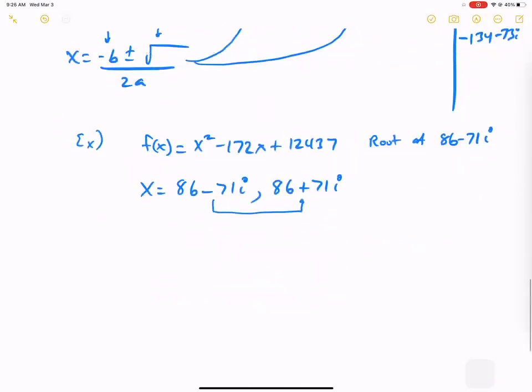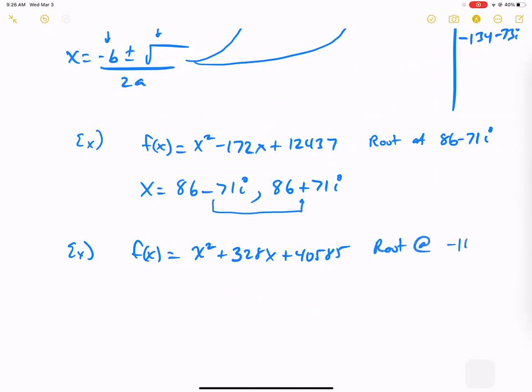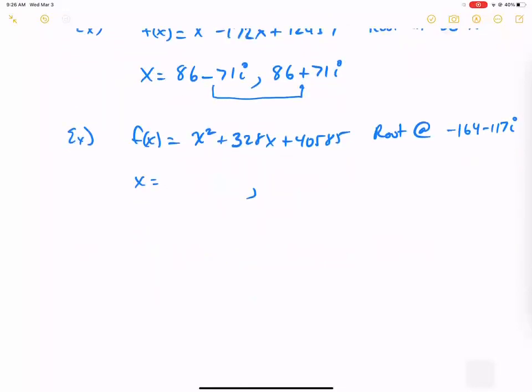Okay, let's do one more. f of x equals x squared plus 328x plus 4585. Here's the root: negative 164 minus 117i. Go ahead and tell me what the two roots are. Remember, roots are my zeros, right? So you're going to take the one you wrote already, negative 164 minus 117i. And the second one is going to be negative 164 plus 117i.